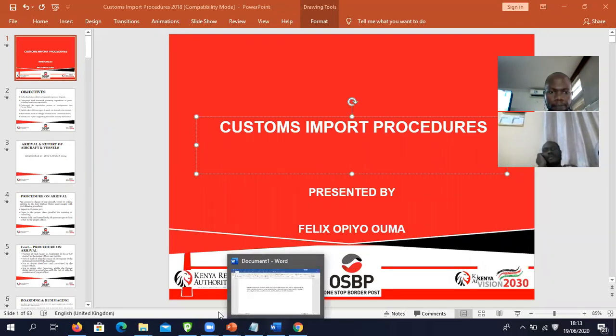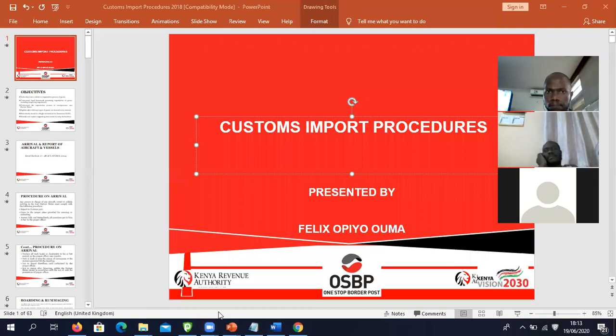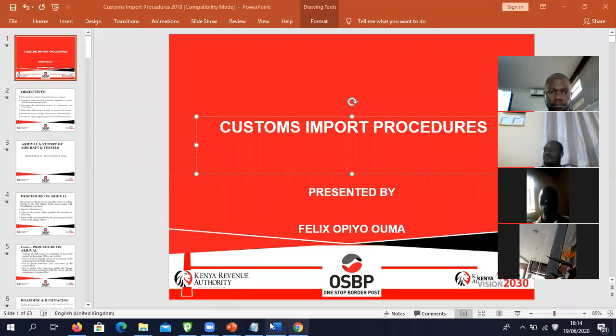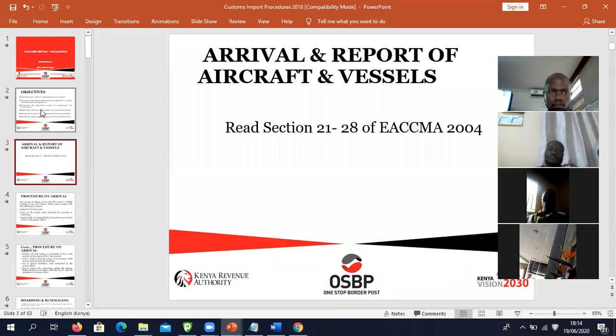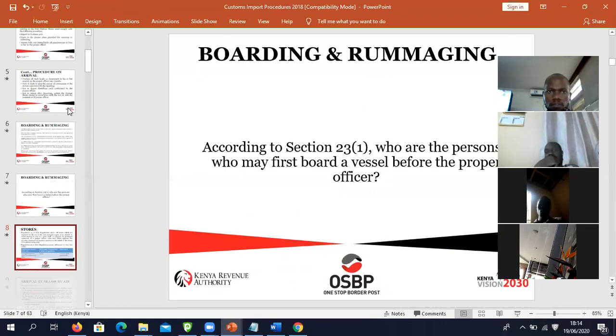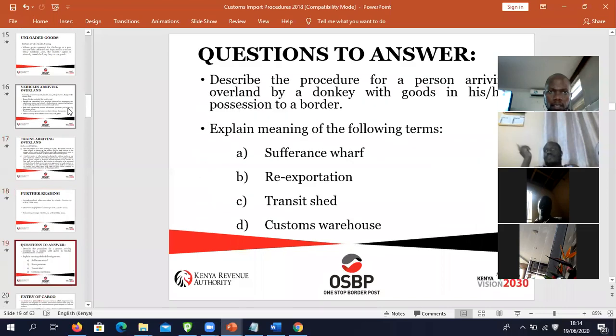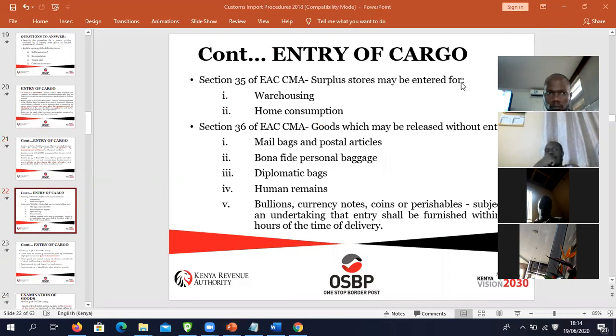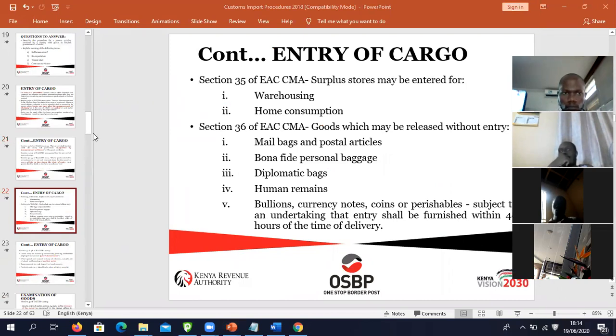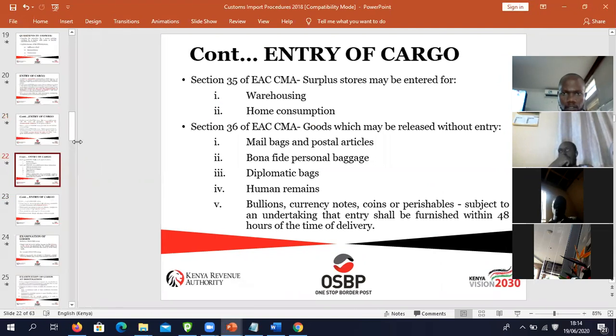Are you able to see my screen? Are you guys able to see my screen? Yeah. Okay. So if I remember clearly, in the last session we were... let me adjust this to the left. Okay.